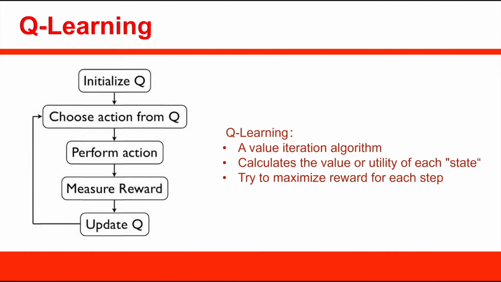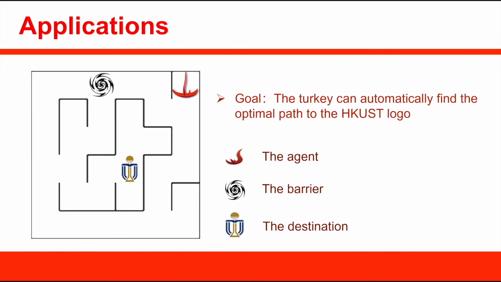Here is a Q-learning algorithm. Q-learning chooses and performs an action and measures the reward to update the Q table again and again to try to maximize the reward. Let's move to our project applications. Our goal is training the turkey in the map so that it can automatically find the optimal path to the HKUST logo. In the simple map, the turkey represents the agent, the typhoon is the barrier, and the HKUST logo is our final destination.